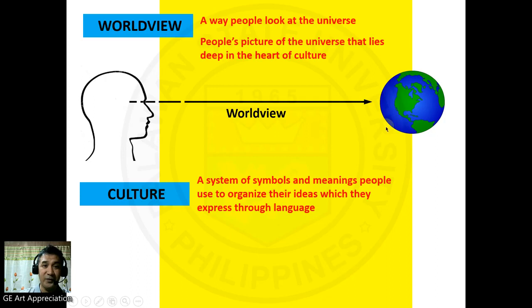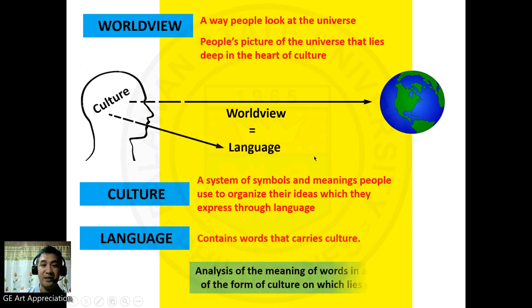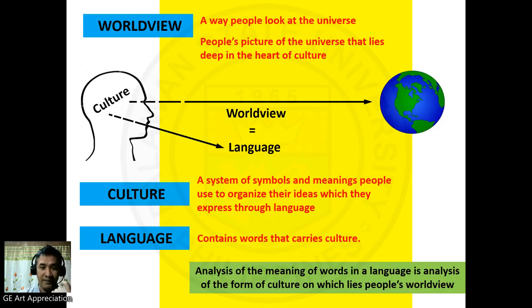When we say worldview, a way people look at the universe, or the people's picture of the universe that lies deep in the heart of a culture. A culture is a system of symbols and meanings people use to organize their ideas, which they express through language. Language contains words that carry culture. So analysis of the meaning of words in a language is analysis of the form of culture on which lies people's worldview.